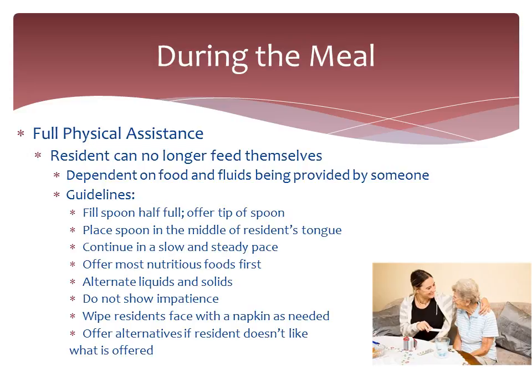Offer the most nutritious foods first, such as nutritional supplements and fruits, vegetables, or meats. Leave desserts for last. Alternate liquids and solids to promote fluid intake and the clearing of food out of the mouth before another bite. If the resident is eating very slowly, do not show your impatience. This can discourage them from eating. Make sure to wipe the resident's face with a napkin as needed. Finally, offer alternatives if the resident doesn't like what is being offered.